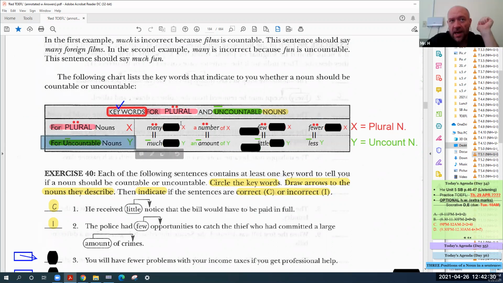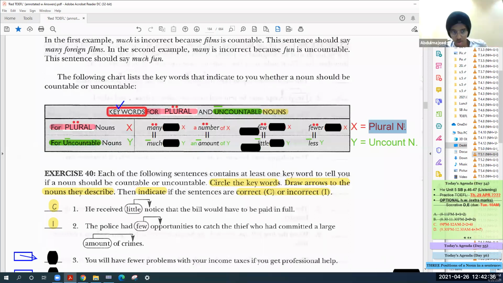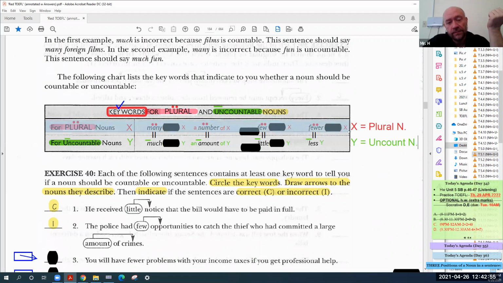Okay. So now what is an X? If I use an X, what should I add if I put an X? Plural noun, I need a noun, right? What if I have a Y? If you see a Y, what should it be? An uncountable noun. So let's choose an X, choose any X, and let's do all of these. Okay.